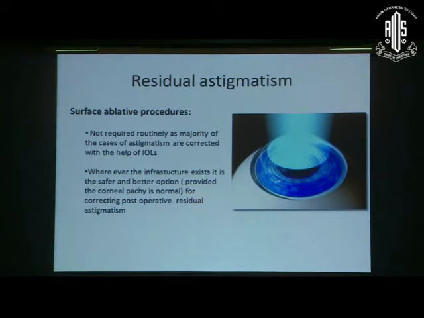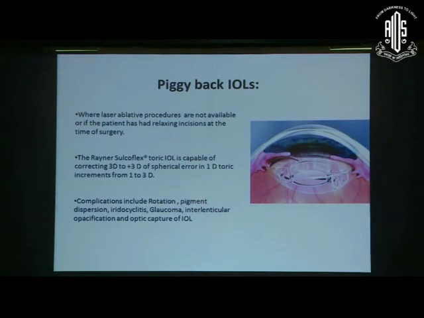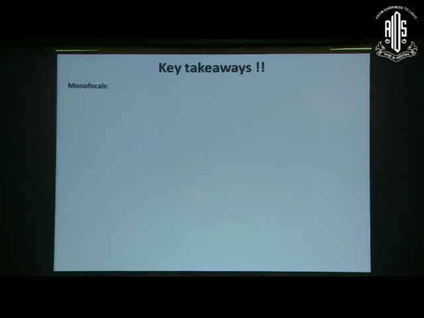Quickly, residual astigmatism is the astigmatism which is not corrected in the first procedure. If you have access to photoablative infrastructure, LASIK and PRK are the best options. In case you don't have access, you can't afford it, or you've given incisions in the first surgery, piggyback IOLs are a very good option. Rayner has something called a Sulcoflex, which can correct up to 3 diopters of residual astigmatism.